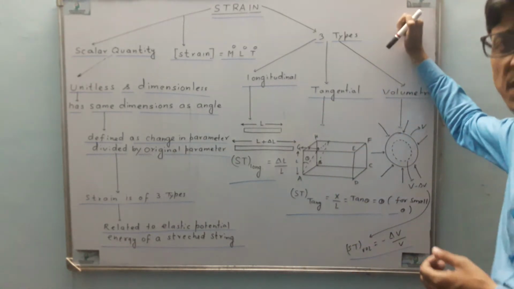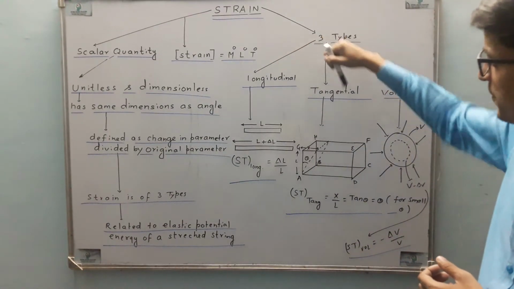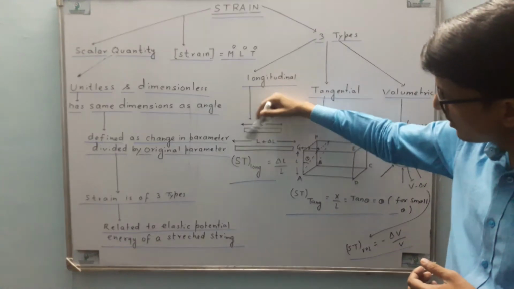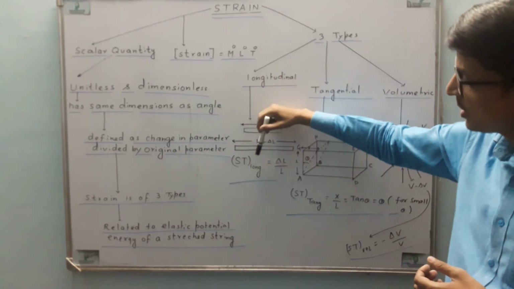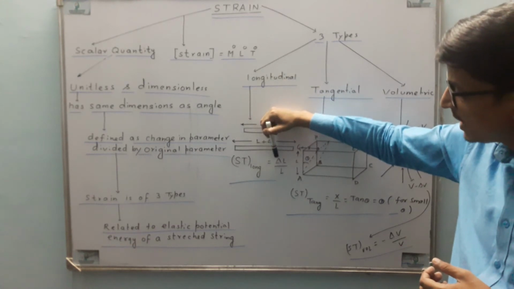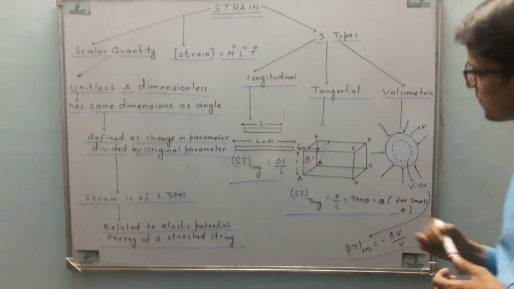It is of three types. The first is longitudinal. Suppose there is a rod of length L, you apply force and the length becomes L plus delta L. So the longitudinal strain is delta L by L.